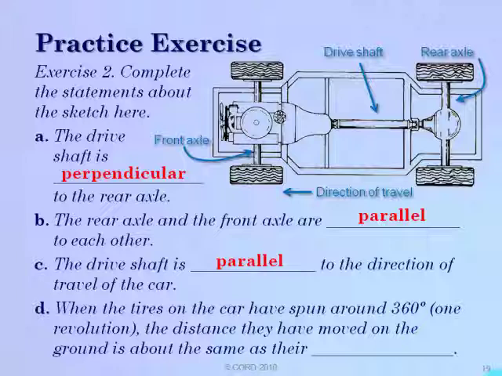And now here's one that we did not cover in the text, but we're going to see if you know it. When the tires on the car have spun around 360 degrees, that is one revolution, the distance they have moved on the ground is about the same as their circumference. That's simply the definition of the circumference, the distance all the way around the circle. And of course, as the tire rolls on the ground, it will actually trace out the circumference of that circle onto the ground.